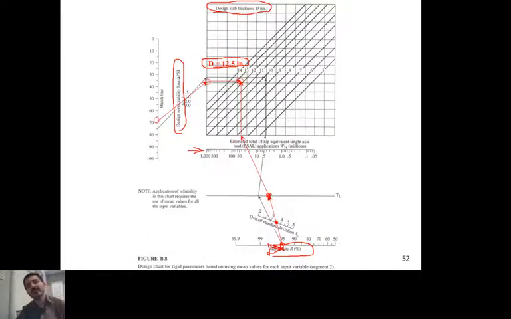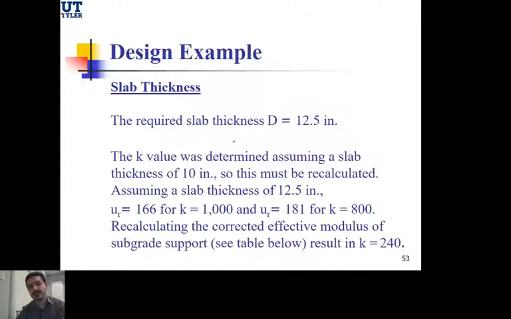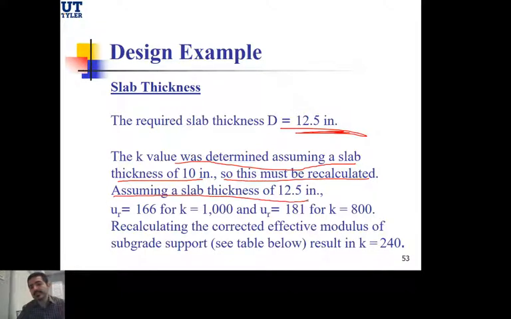What is the only thing that's going to change, doing really another iteration, is the k value, because the k value is going to change. And that's what we have here. So the required slab thickness is 12 and a half inches, not 10. The k value was determined based on the slab thickness of 10 inches. So this must be recalculated. And now we're going to assume that the slab thickness is 12 and a half instead of 10.